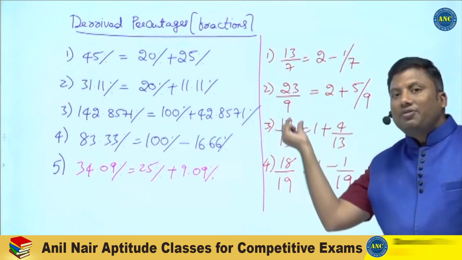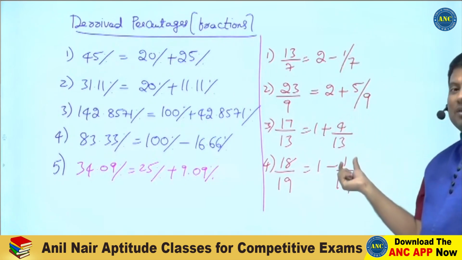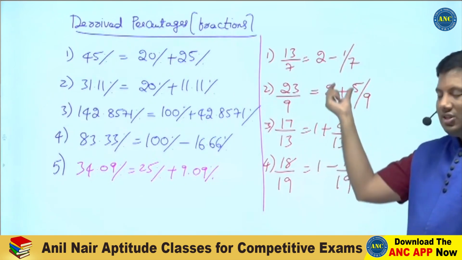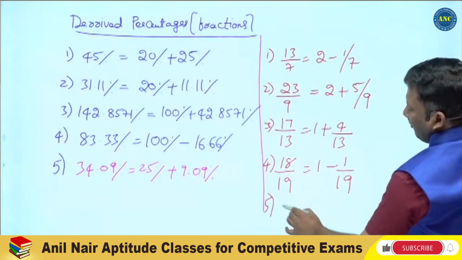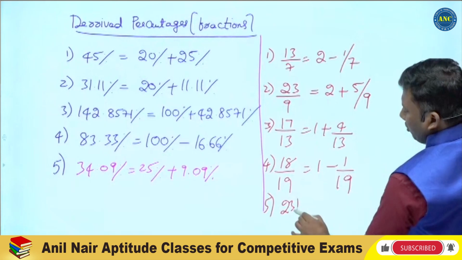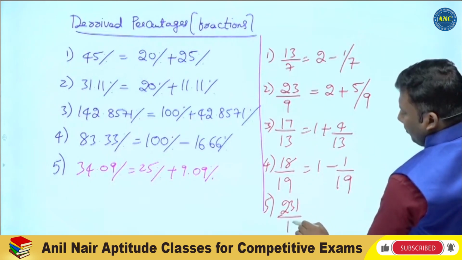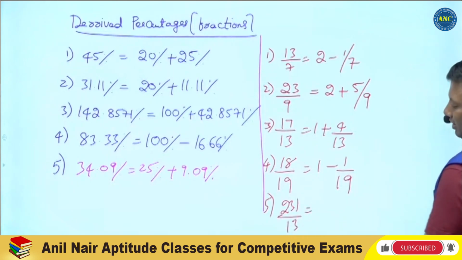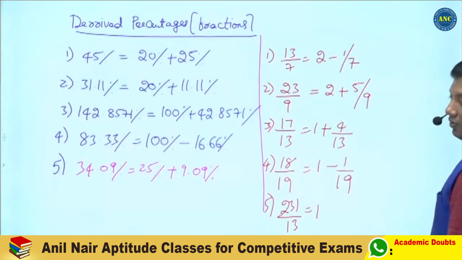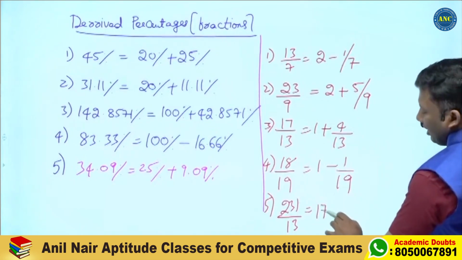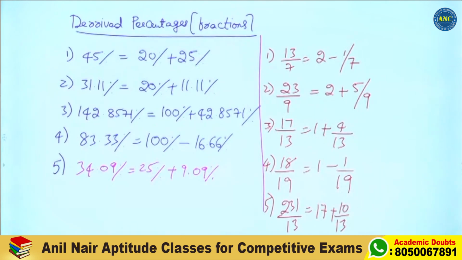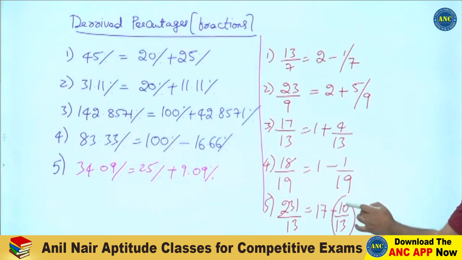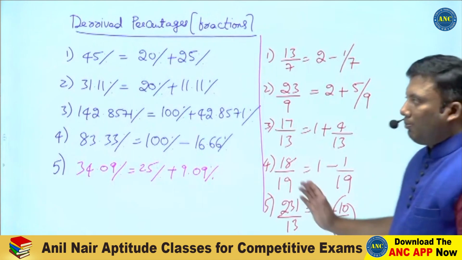These are all derived fractions. These are all base fractions. From the base fractions, we can derive the derived fractions. Suppose if it is 231 by 13, 13 ones are 13, 13 sevens are 91, 13 seventeens are 221, plus 10 by 13. 10 by 13 can be written as 10 into 1 by 13.